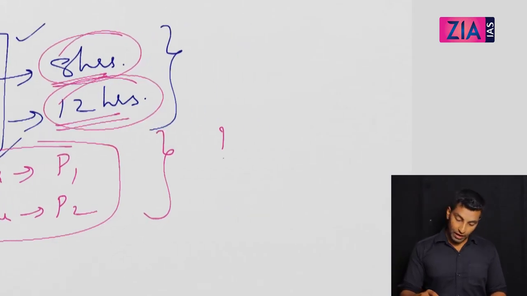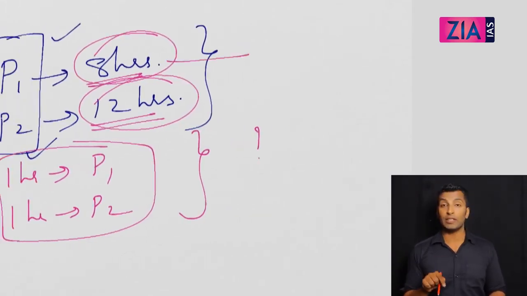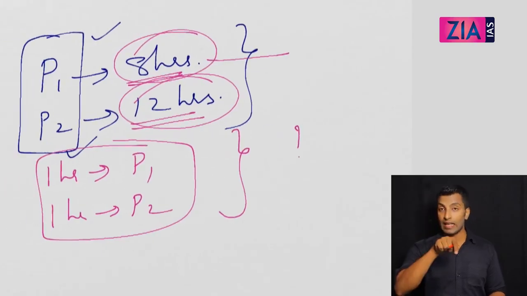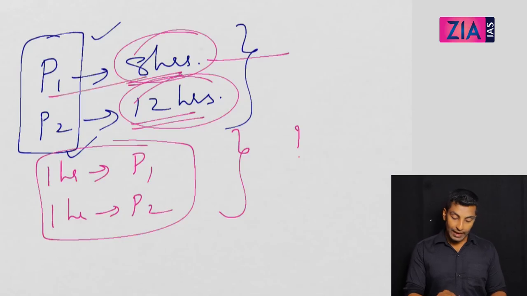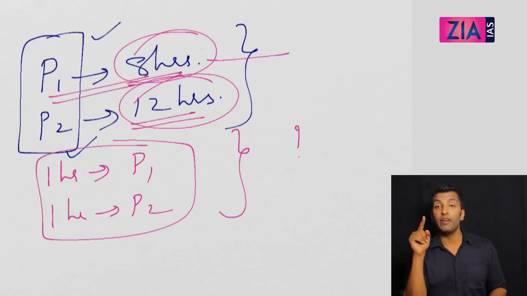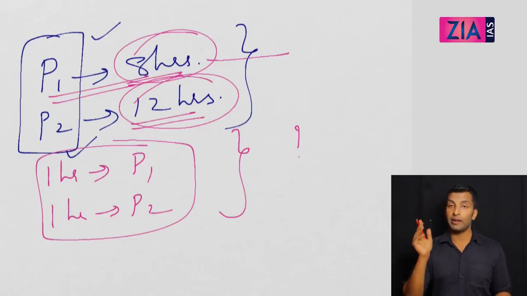So if you see P1, I hope you understood the question, right? They are not working simultaneously, they are working alternately. Now, see, P1 can fill the tank in 8 hours. That means in 1 hour, what percentage will be filled? So you need to know 100 by 8.